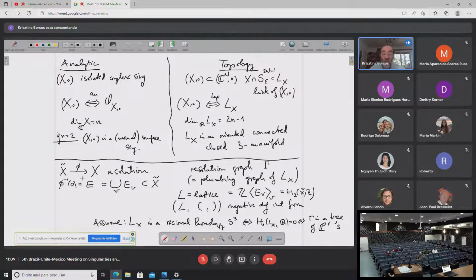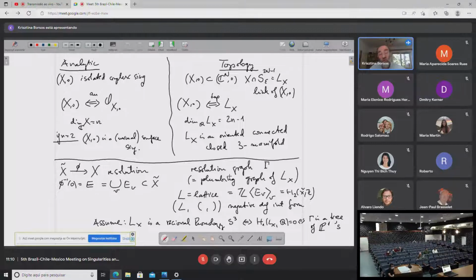If I take, say, a good resolution, I consider the exceptional curves and the irreducible decomposition of the exceptional curve, these are the E_i's. Then this gives a lattice, and gives the intersection form of how they intersect each other, and then the self-intersection, and that gives also the resolution graph.